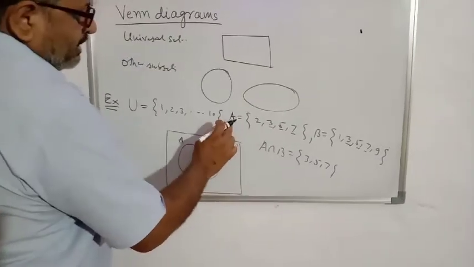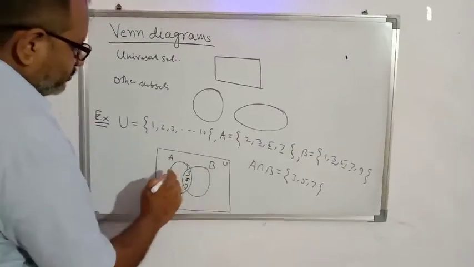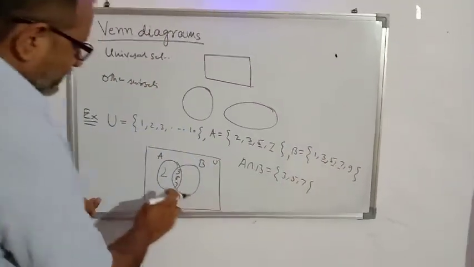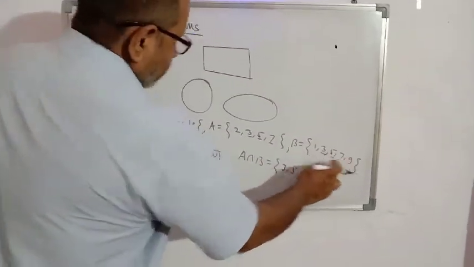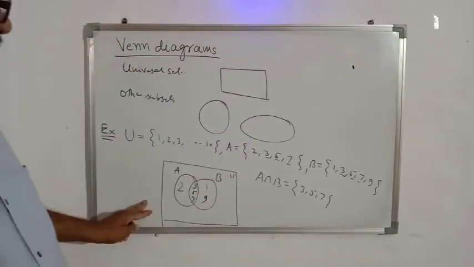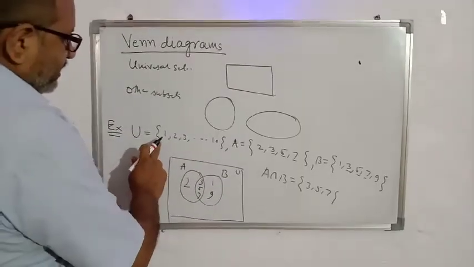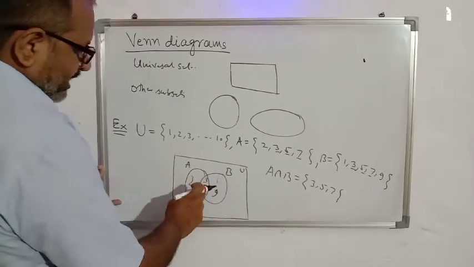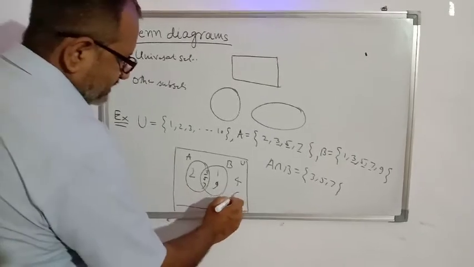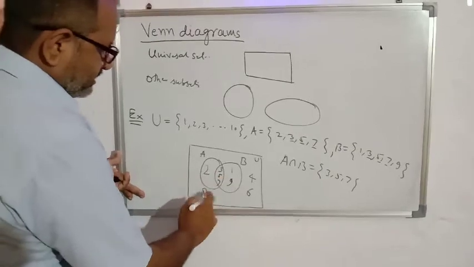Then write the elements of set A. 3, 5, 7 are already written here. One element is left, 2. So we will write 2 here. Set B: 3, 5, 7 are already written here. Remaining elements are 1, 9. We can write 1, 9. Now we will write the remaining elements of the universal set. So what are the remaining elements? 1, 2, 3 is written, 4 is not written. We will write 4 outside the circle. 5, 6, 7: 5 and 7 are already written here, so we write 6. We can write 8, 9 is given, 10.